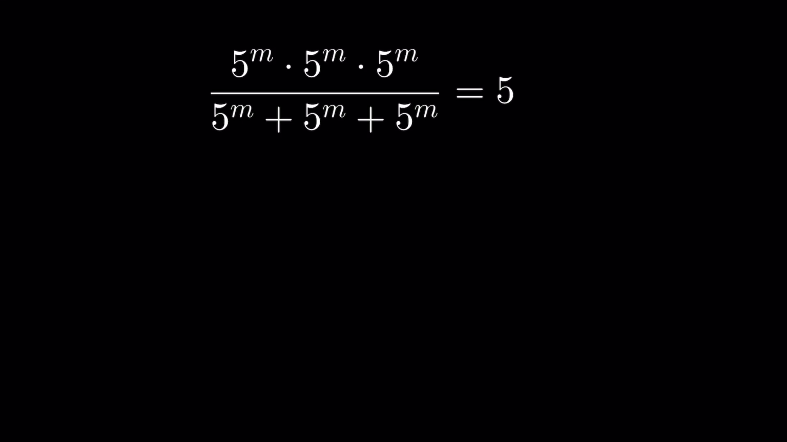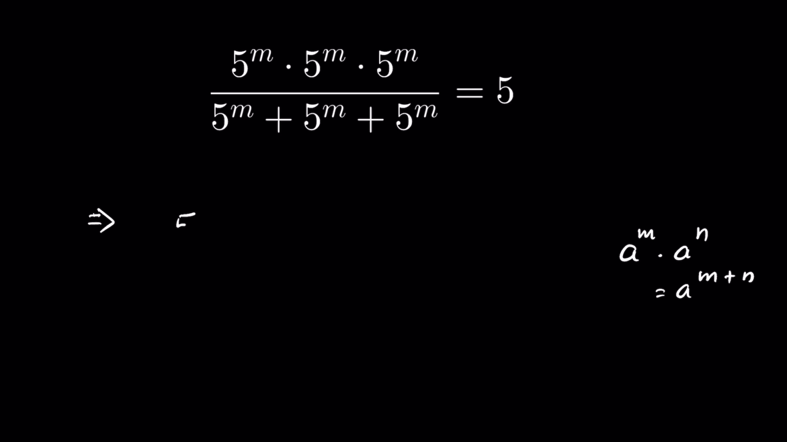5 to the power m times 5 to the power m times 5 to the power m over 5 to the power m plus 5 to the power m plus 5 to the power m equal to 25. How to solve this? So 5 to the power m times 5 to the power m times 5 to the power m. We have an identity where a to the power m times a to the power n is equal to a to the power m plus n.